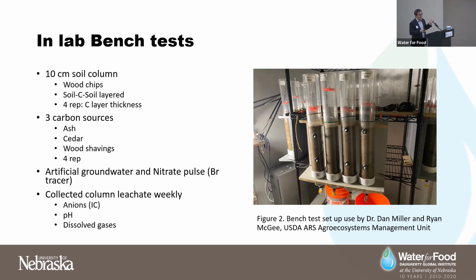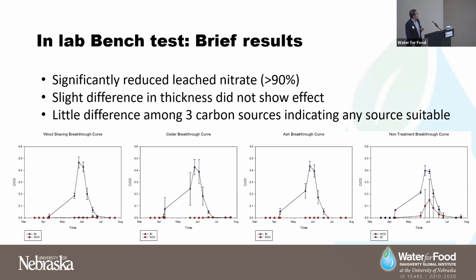Then we add a nitrate pulse with a bromide tracer. We collect all the leachate from the soil columns and do chemical analysis. Here I analyze the ions, pH, and dissolved gases. And here are the brief results of our bench test.